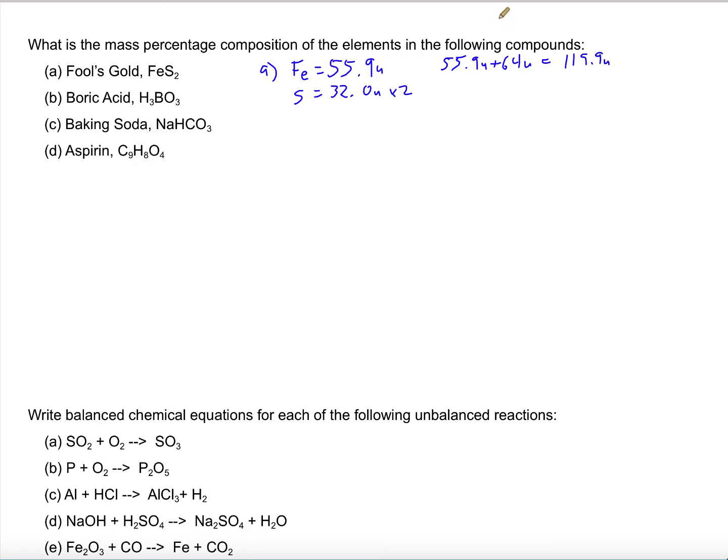Now we want to find the percentage of each of those elements. So let's start with iron. Iron is 55.9, so we just take the 55.9 units and divide it by 119.9 units, and that will give us 46.6% iron.